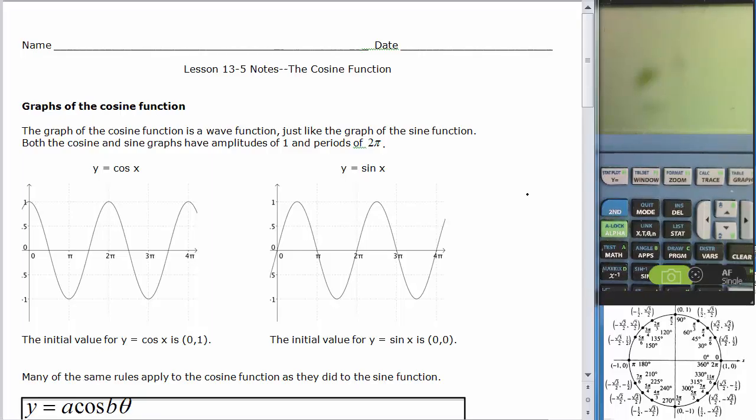These are the lesson 13.5 notes on the cosine function. Today we're going to take a look at graphs of the cosine function. We'll analyze parts of the graph. And we'll also solve equations using the graph of the cosine function.